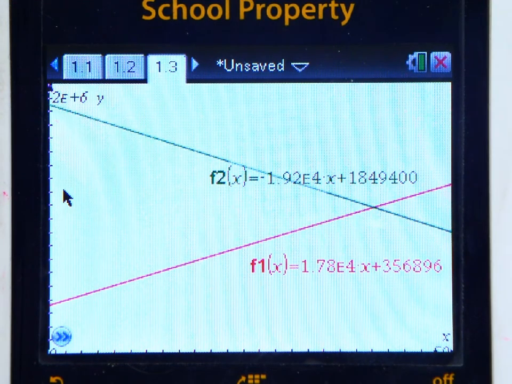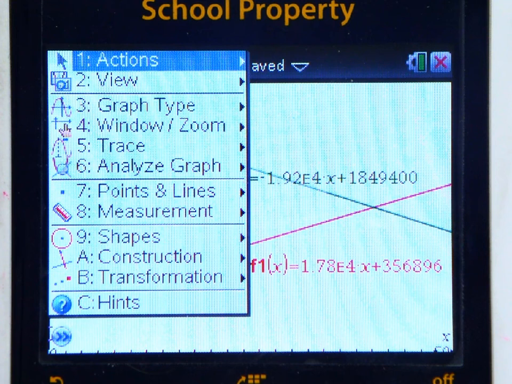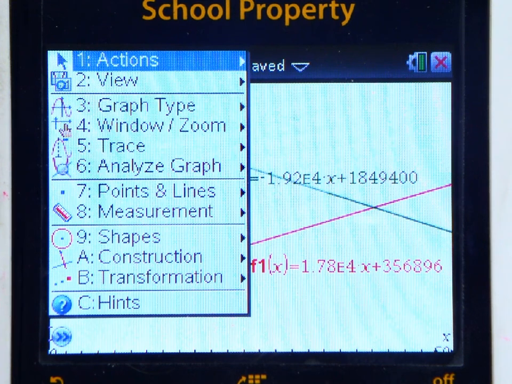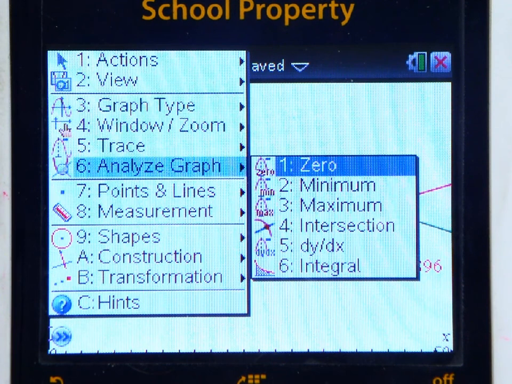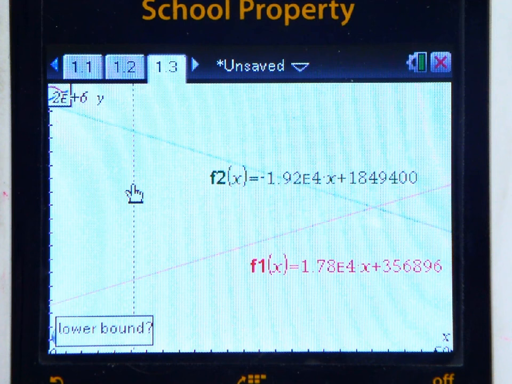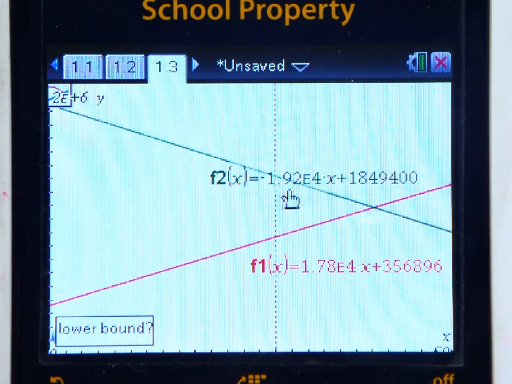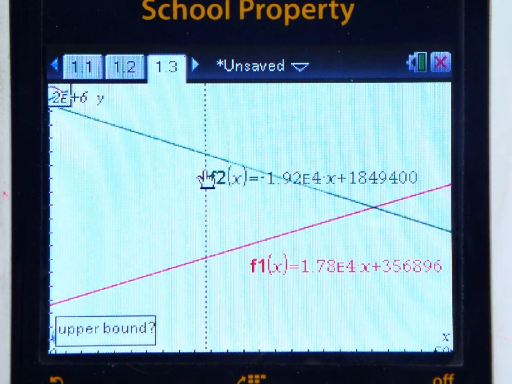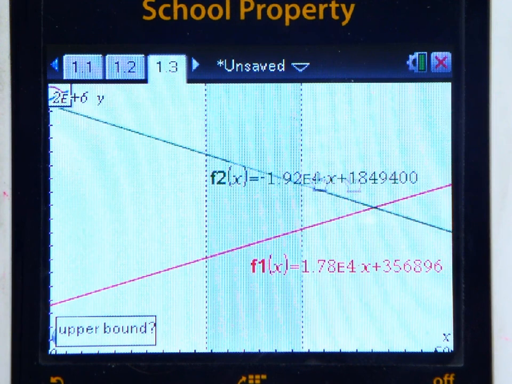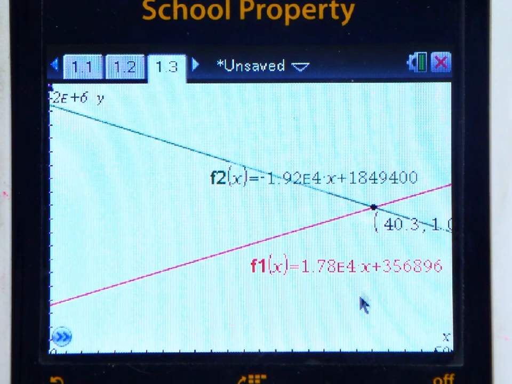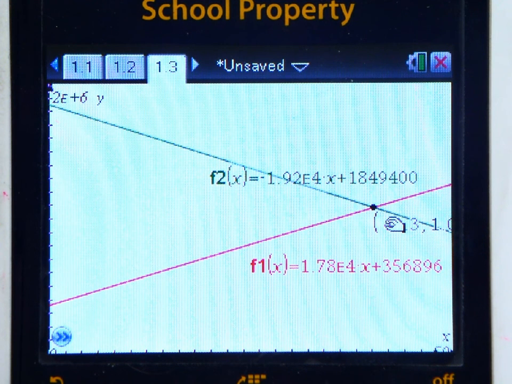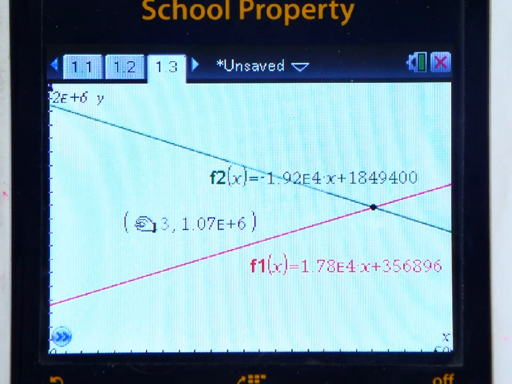So now, we press menu, and we want to do something, so we're going to press analyze, and we're going to find the, what? Intersection, so that's option 4. It says lower bound, so as long as I'm on the left side, the lower x values, I'm good, so I can click, and then I just slide across until it gives me my intersection. It did, so now I can click out of that. There is the intersection. Of course, I can't read it, so I'm going to click and grab it. There we go, and slide it over here so I can actually read that thing.